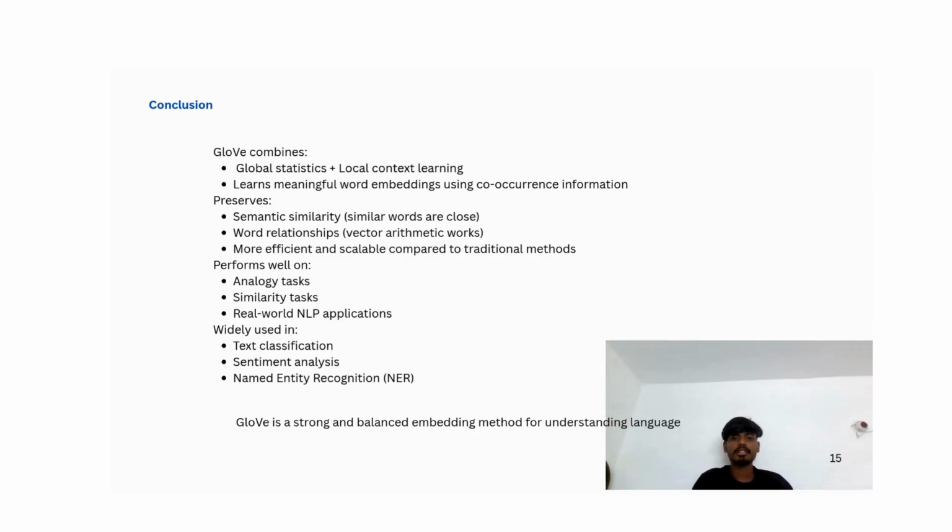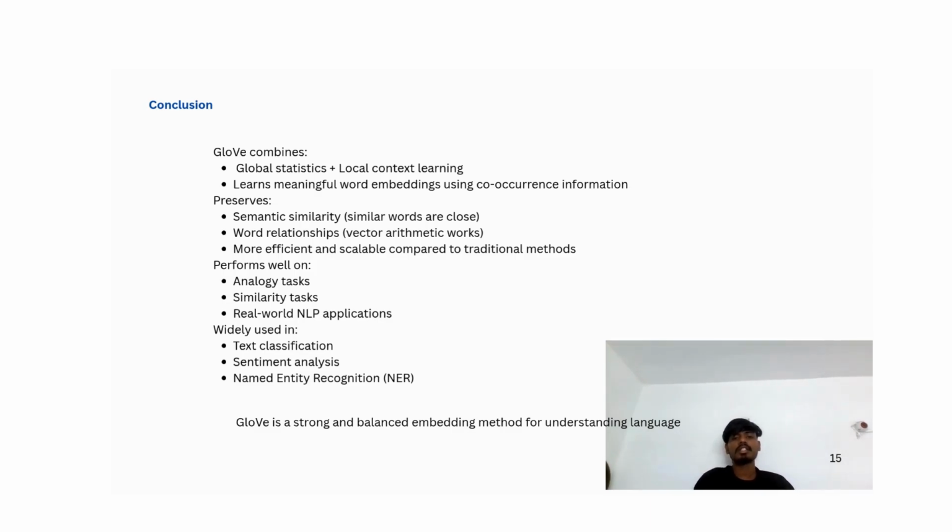So, to conclude, GloVe is a foundational model in the field of natural language processing. It successfully bridges the gap between global statistical methods and vector-based learning approaches. It also captures meaning, similarity, and relationships between words effectively, making it highly useful for many NLP tasks. Even though newer models have been developed, GloVe still plays an important role in building a strong understanding of word embeddings. And it remains a key concept for anyone studying NLP.